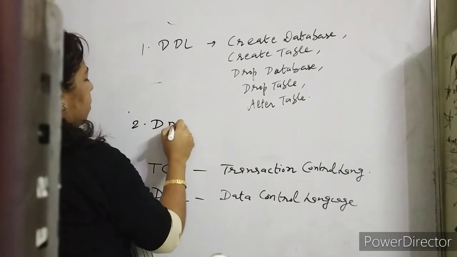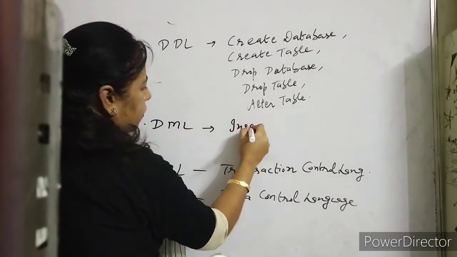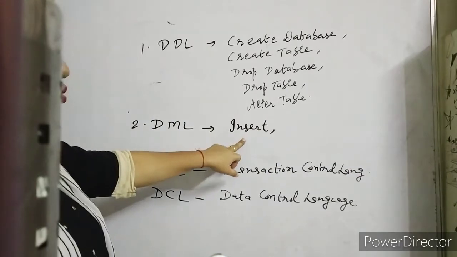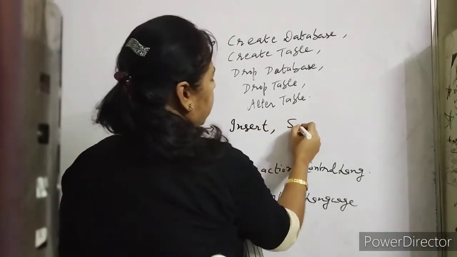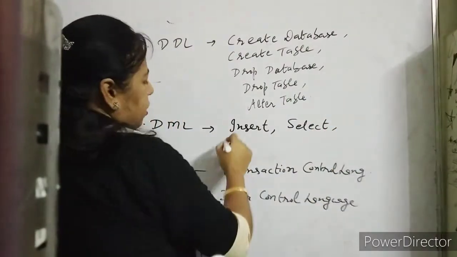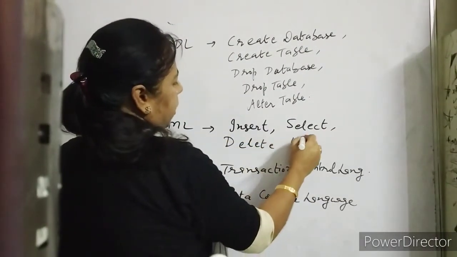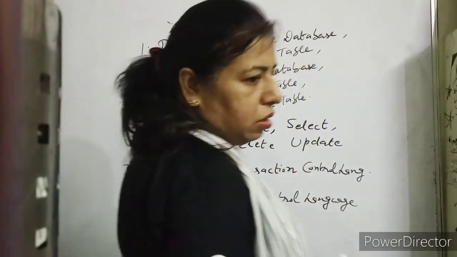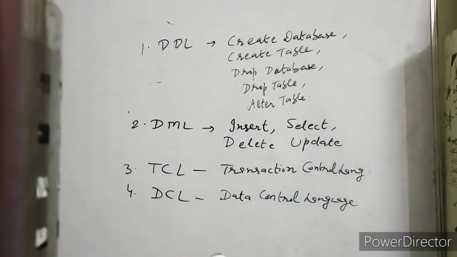Second category DML. Examples are insert. Insert command you have studied. This command is used to add a new record in the table. Select, used to display the records, delete and update. These commands come under the DML category. Third category is TCL, transaction control language, and DCL is data control language. These commands are not in your syllabus. Only you have to learn the full form if you want.